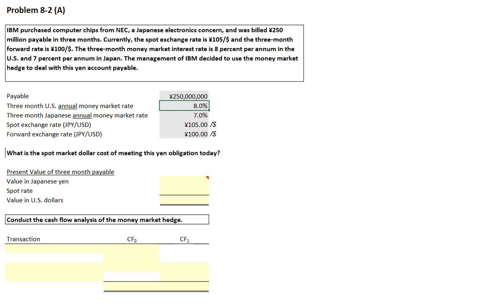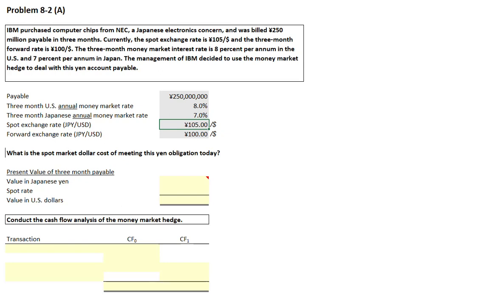We're given an 8% annual US interest rate, a 7% annual Japanese interest rate. We're told that the spot rate for yen is 105 yen per US dollar, and we're given a forward rate of 100 yen per US dollar. We're going to begin by taking a look at our money market hedge.